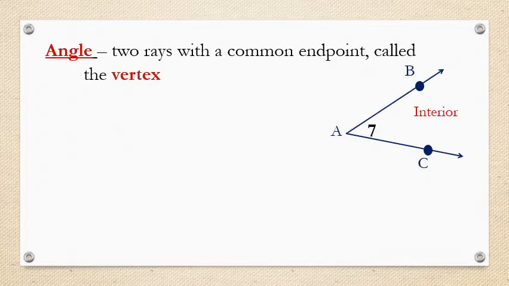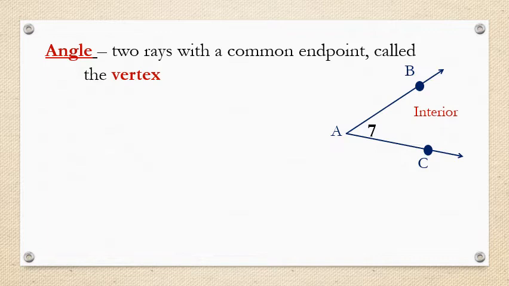All right, so today our big focus is angles. So we know what an angle is by general description, but the formal definition for angle is two rays with a common endpoint called the vertex.